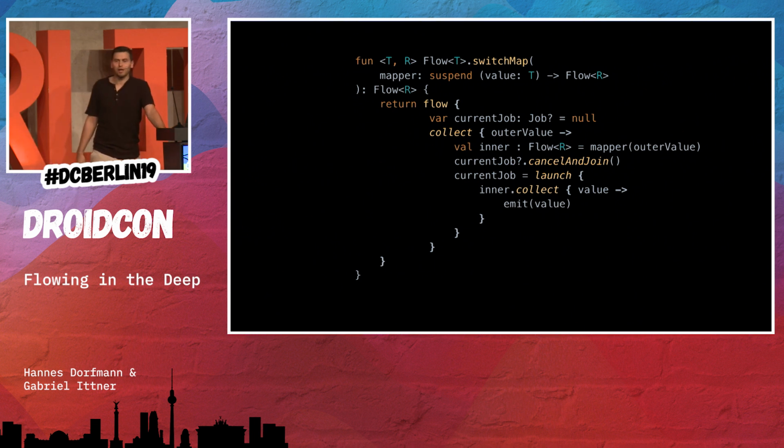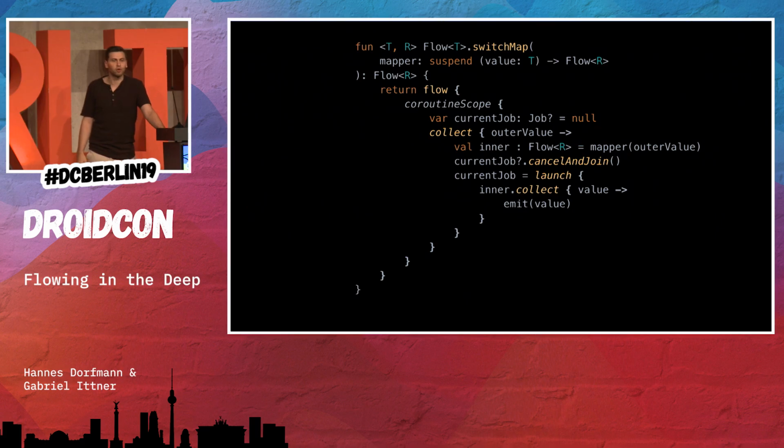There is one more thing that is important, which is we only can call launch inside a scope. That's why we have to create a new scope. By calling this method coroutineScope, we basically create a new scope by taking whatever the parent scope is right now. And then we can call launch. And this is switch map.